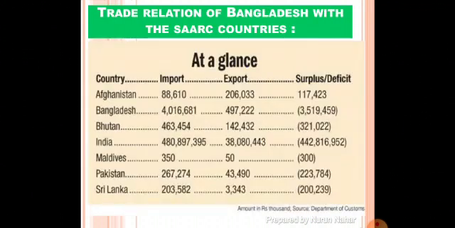At a glance, we can show the export income and import expenditure of the SAARC countries and their surplus and deficit. From the picture, we can see the export income of Bangladesh is 4,97,222 US dollars, and import expenditure is 4,16,681 US dollars.